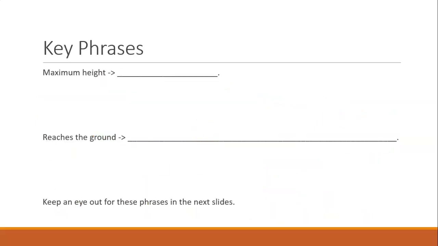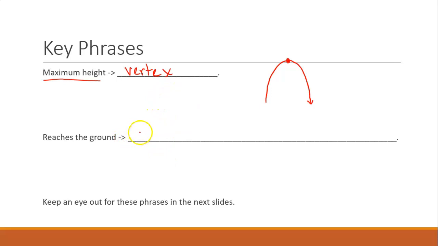All right, so some key phrases that you're looking for when you work on these are things like maximum height. That would be the vertex, because you know that if we're looking at something that's thrown into the air, the maximum height is right here, which is our vertex.